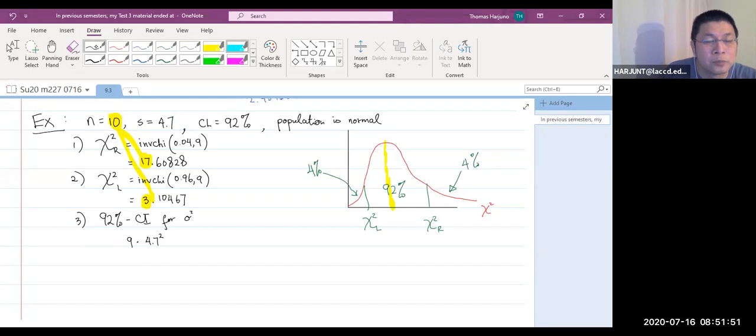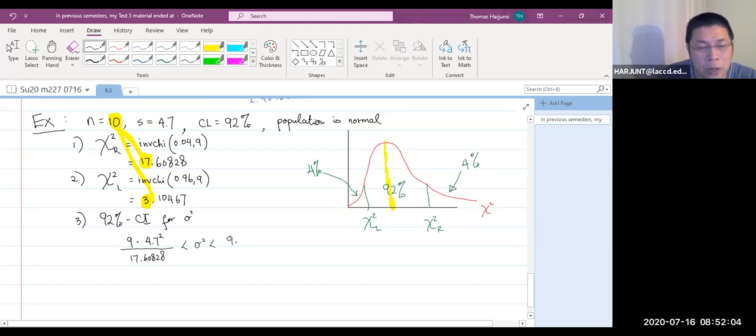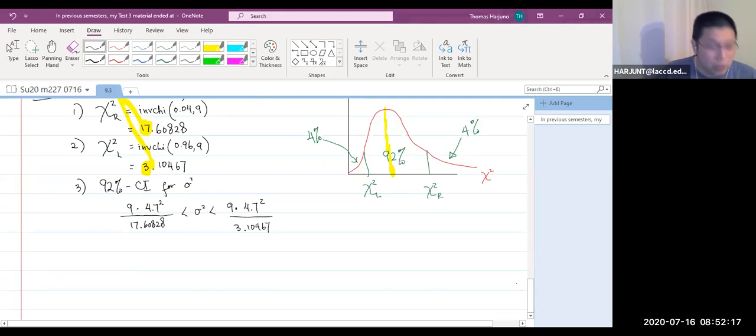Okay, and then over 17.60828 less than sigma squared less than 9 times 4.7 squared over 3.10467. 9 times 4.7 squared divided by 17.60828 is 11.29071 less than sigma squared less than something.